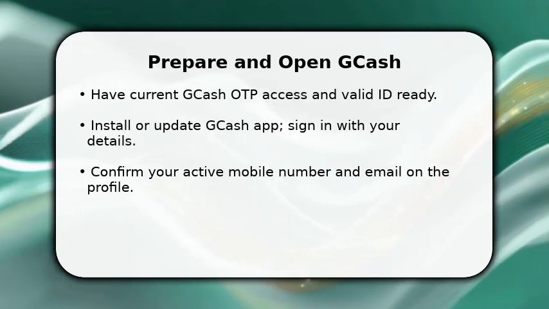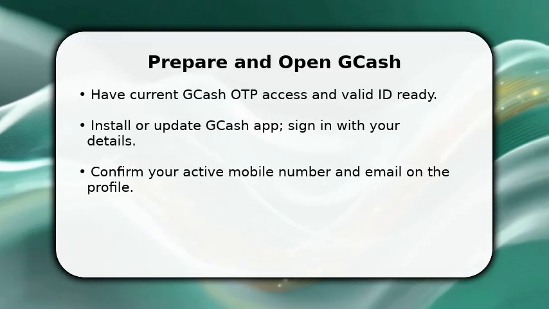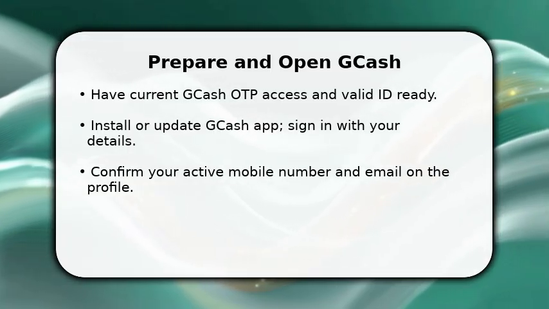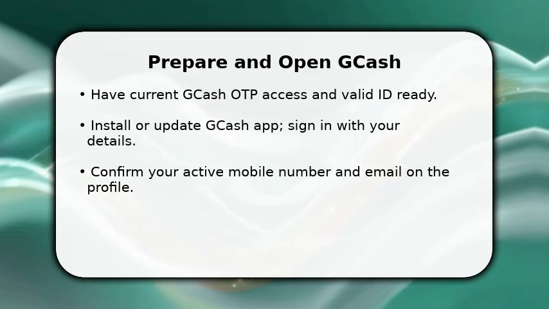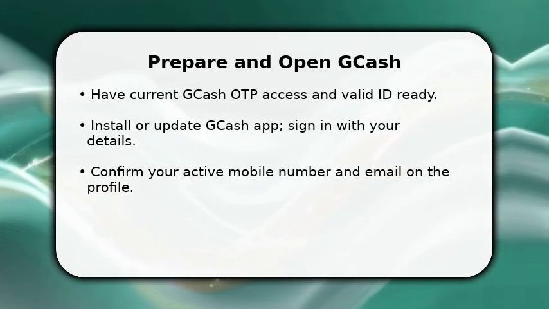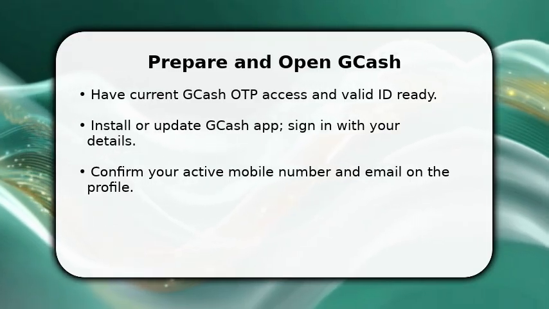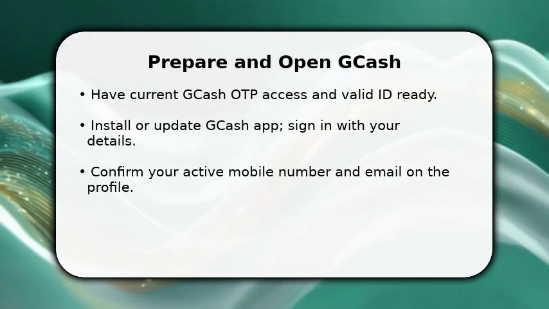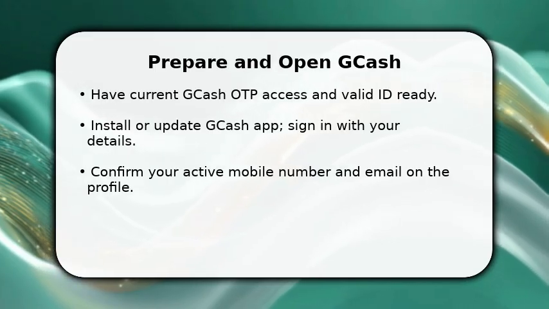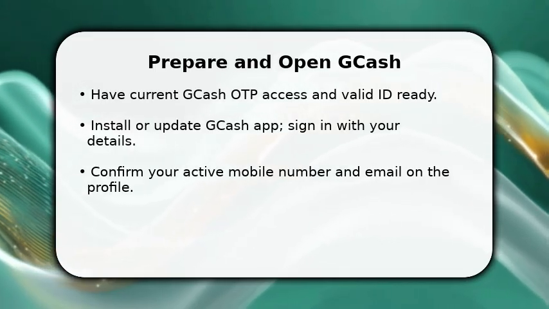You start by verifying access. Open the Gcash app and sign in with your existing credentials so you can request a number change. Once signed in, make sure your account is fully verified with your ID and OTP access because the app restricts sensitive changes. You need a new mobile number ready and the SIM active for verification.